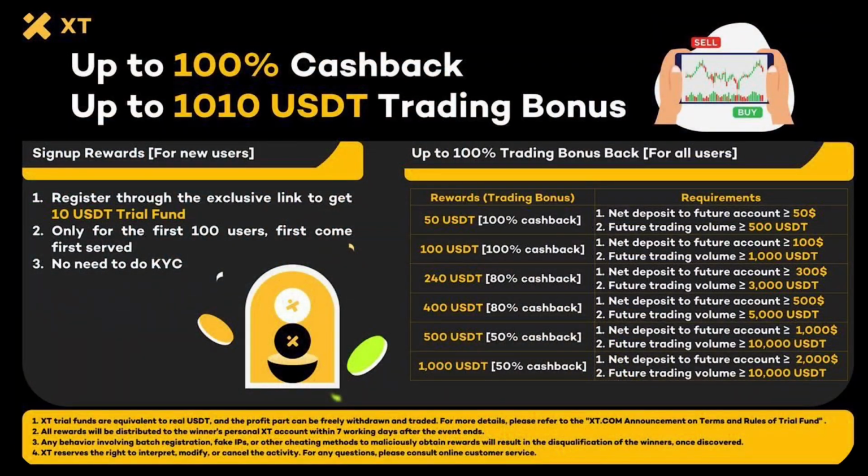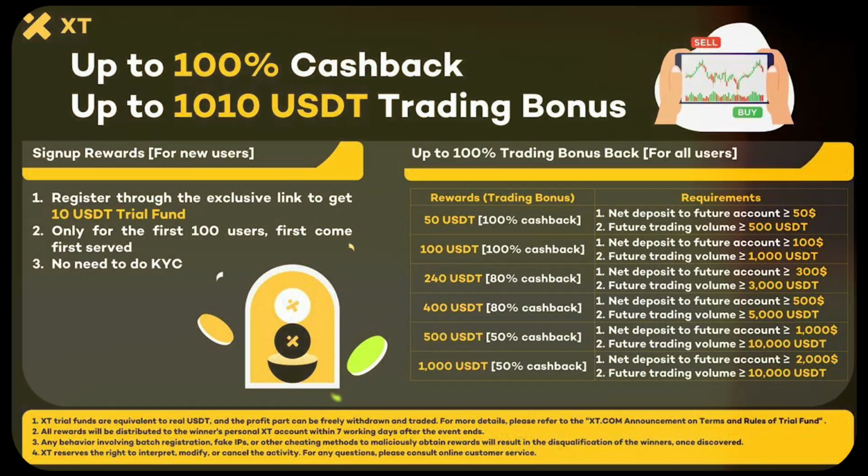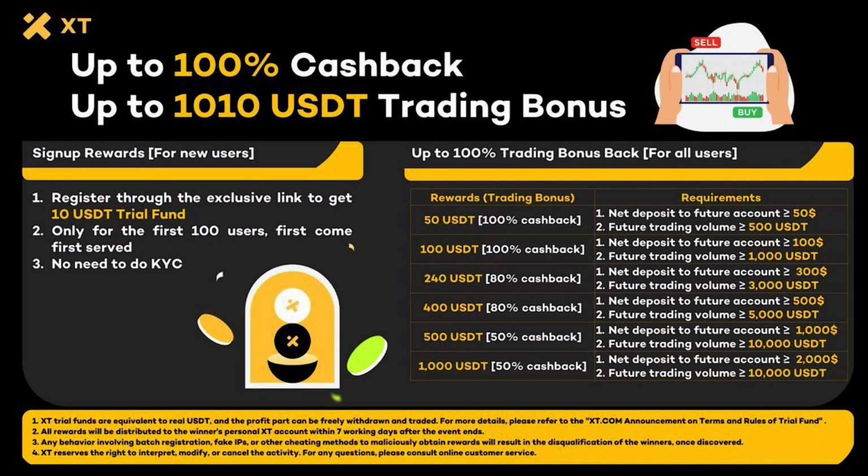With $1,000, your expected trading volume should be $10,000, and you are going to be getting 50% cashback, which is $500. If your trading capital is $2,000, your expected trading volume is supposed to be over $10,000, and your expected cashback is going to be 50%, which is $1,000.